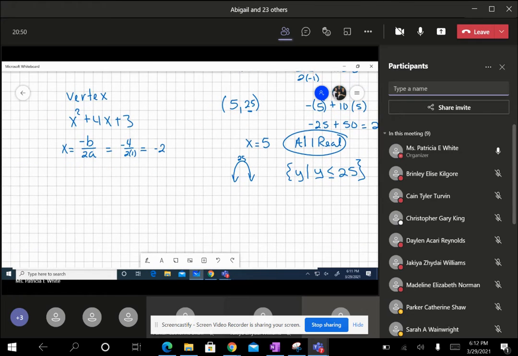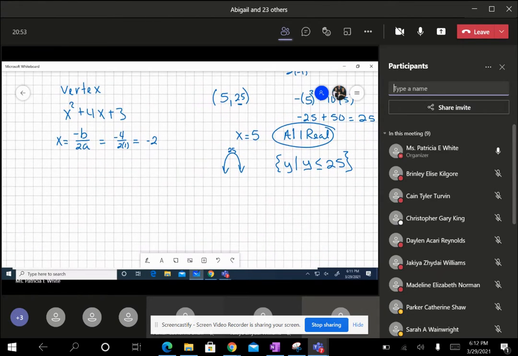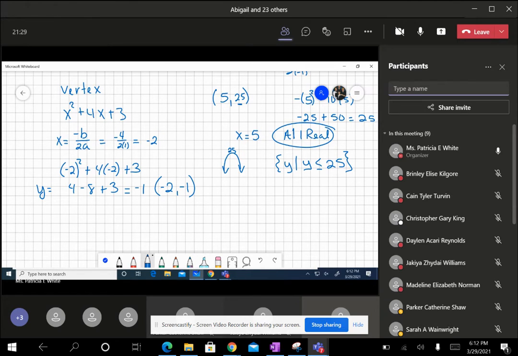But this one is different because x is the negative 2, right? So this time, when I do plug it in, I'm gonna have negative 2 squared plus 4 times negative 2 plus 3. So I've got 4 minus 8 plus 3 gives me a negative 1. I hope you guys are checking my math. And remember, this is getting my y. So my vertex is negative 2 and negative 1.